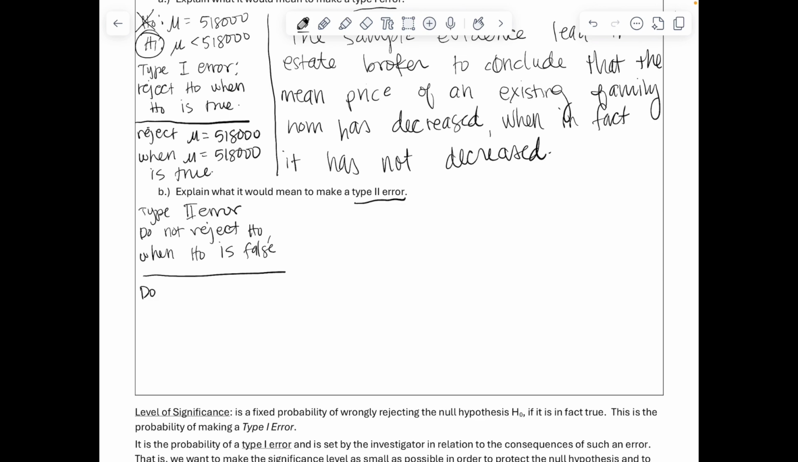So for our specific problem, we do not reject our null, and our null here is that the mean price is going to be 518,000. So do not reject the mean is equal to 518,000 when in fact H naught is false. So our H naught, that it is $518,000, is false. So this means that our mean would have actually been less than 518,000.